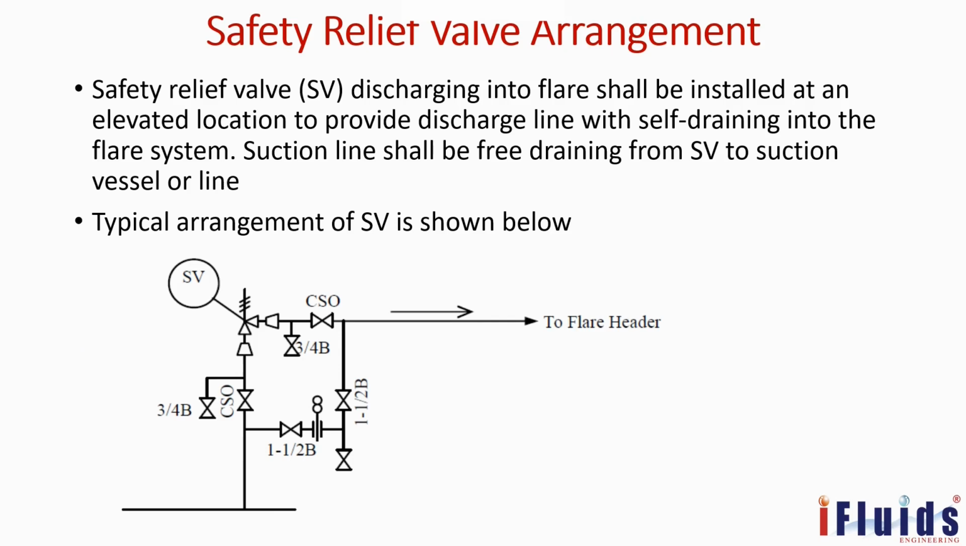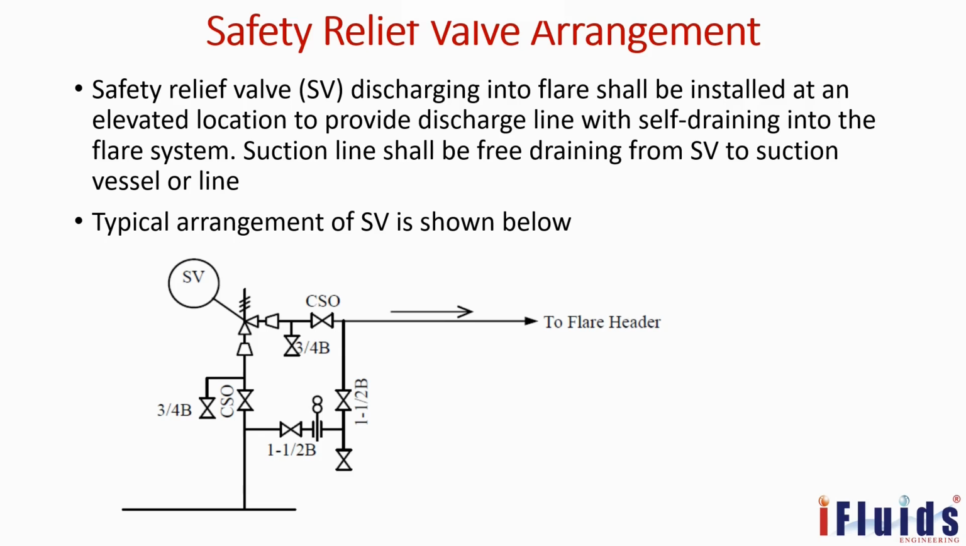In the SV, safety relief valve, there are two lines. One is the normal line, which goes through the safety valve. It has a CSO, CSO. What is CSO? CSO, car seal open. It means the valve is open and a seal is put on. Always it is in open condition only. Otherwise, if somebody mistakenly closes it, there will be an accident. When pressure goes up, it will not go to the flare header, and this SV will not pop up. That's why it should be CSO, which we have to mention in the P&ID.